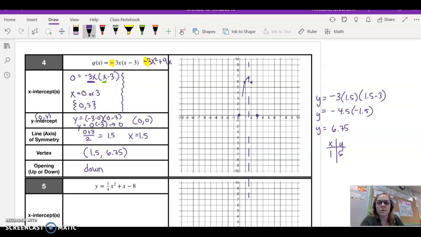So now I've got just a little bit of a way that I could go ahead and graph that quadratic. All right, I hope that helped you out.